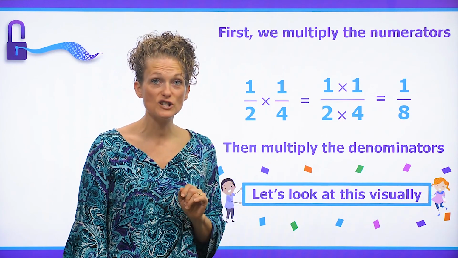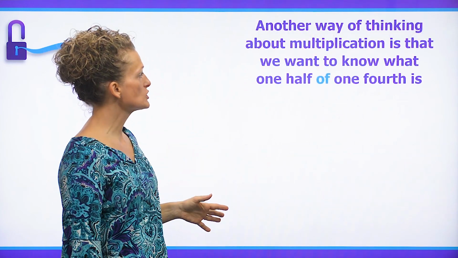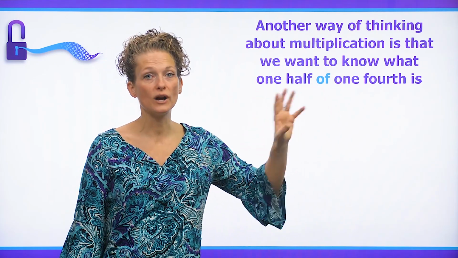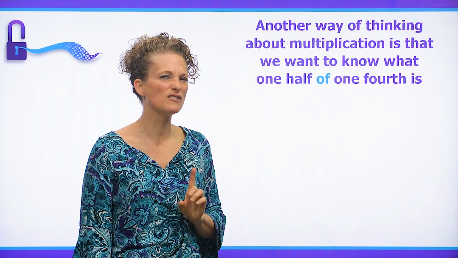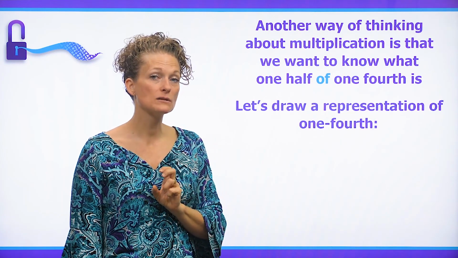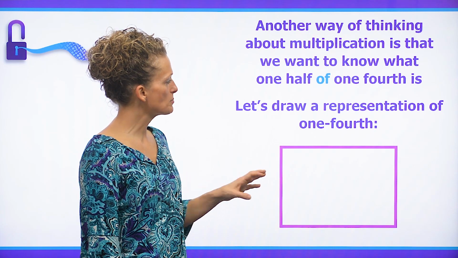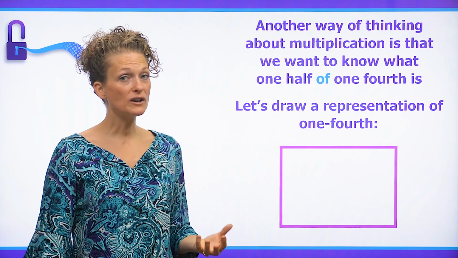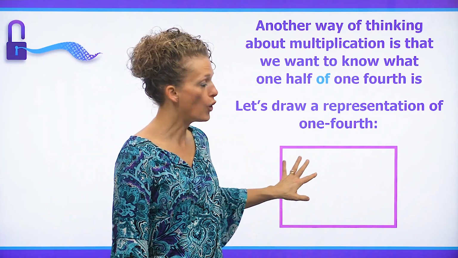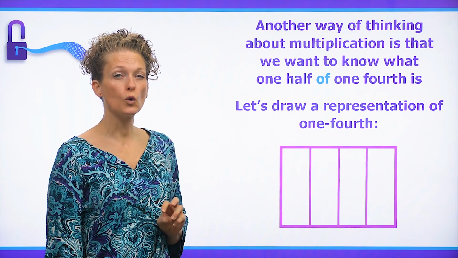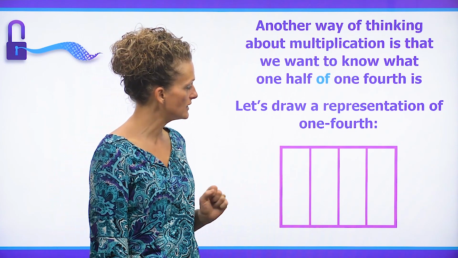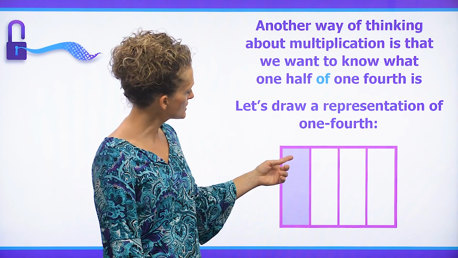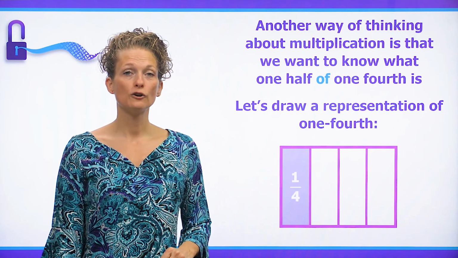So now let's look at this visually. Now, another way of thinking about multiplication is that we want to know what 1/2 of 1/4 is. Now, when we see "of" in math, that always means to multiply. So let's draw a representation of 1/4 because we want to know 1/2 of 1/4. And 1/4 says that we take this whole and we divide it into 4 equal pieces, which we've done. And 1/4, remember the numerator tells us how much to shade. So this piece right here represents 1/4.